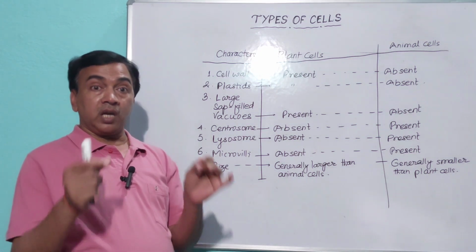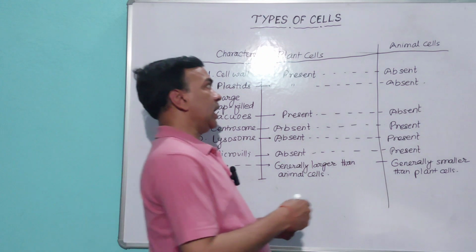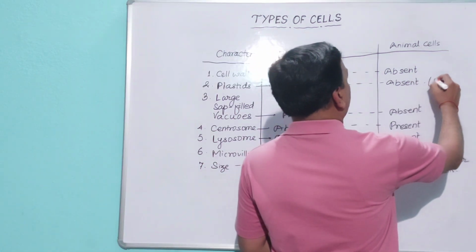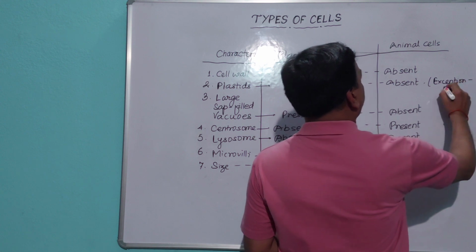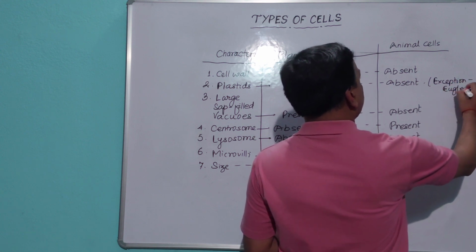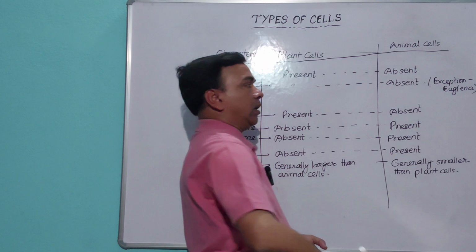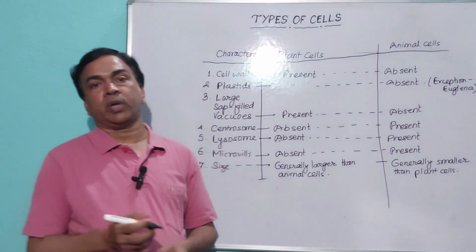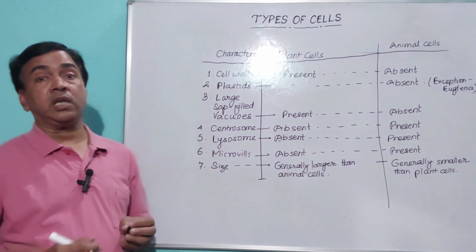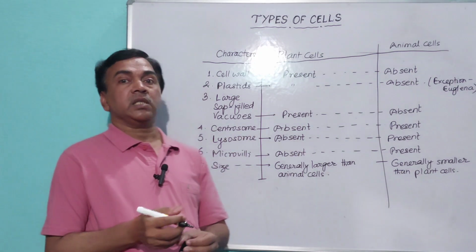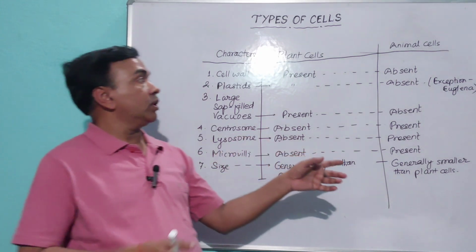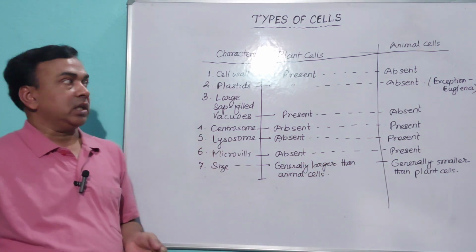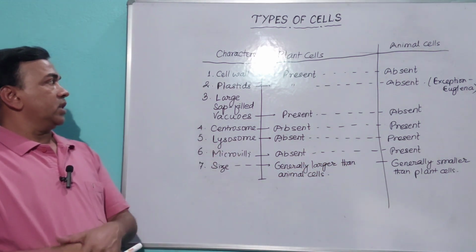But there is one exception. In animal cell, the exception is euglena. Euglena is a protozoa which contains chloroplast. Besides being animal cell, the cell contains a chloroplast. So, except euglena, animal cells lack plastids.